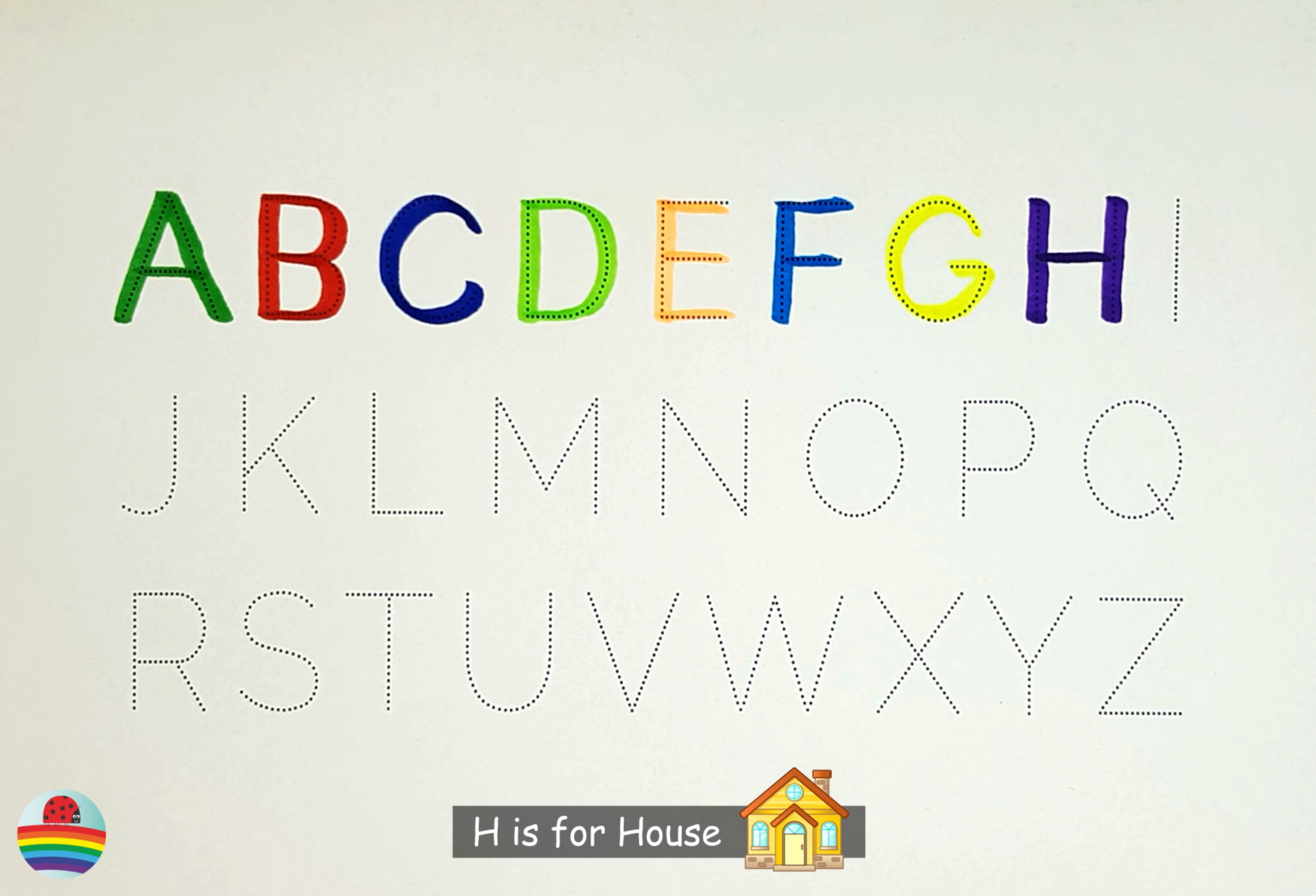A is for acorn. B is for ball. C is for cactus. D is for donut.